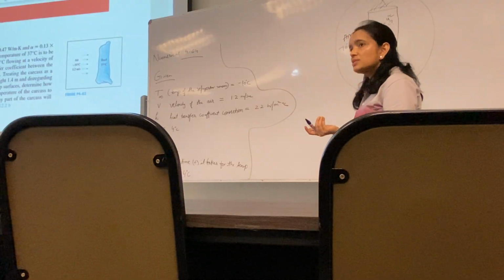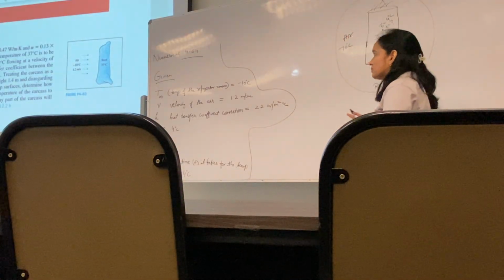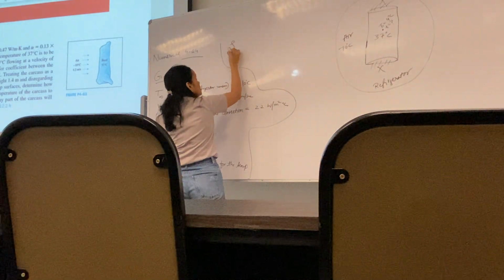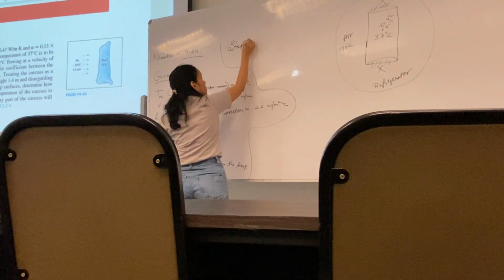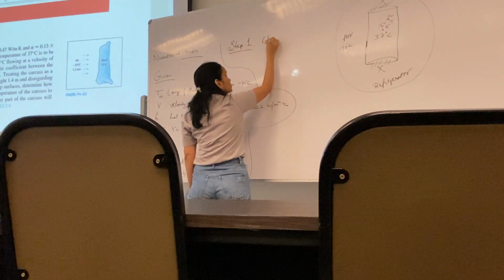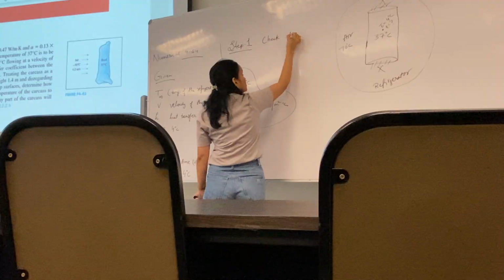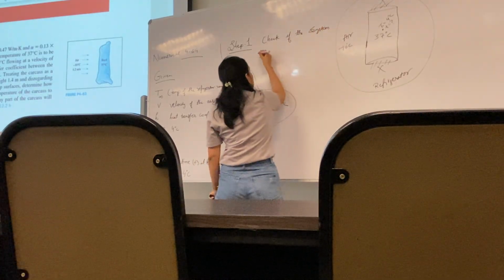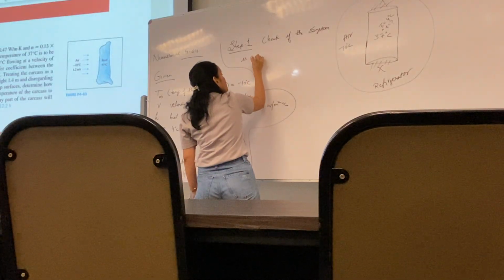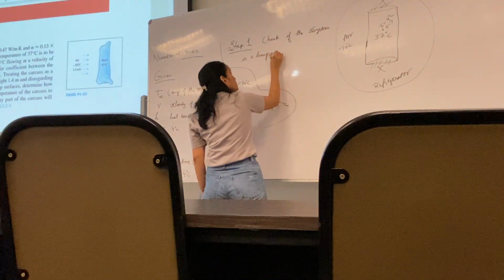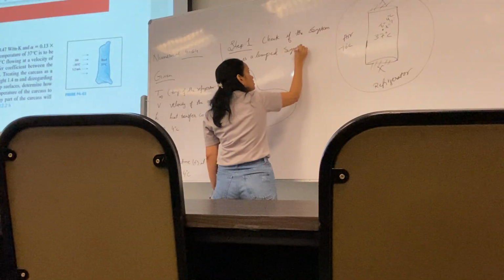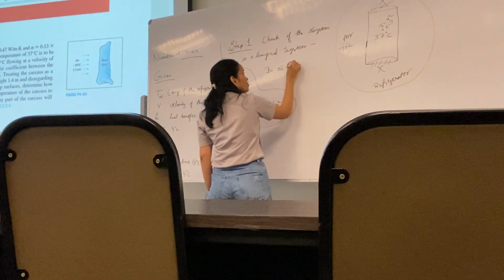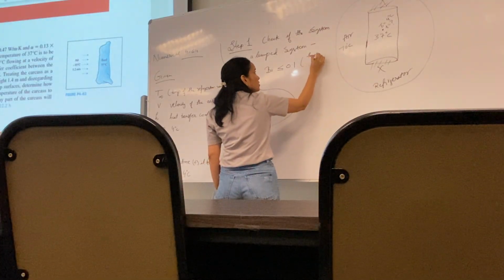So first thing we do is calculate the Biot number. We want to see if the system is a lumped system or not. The Biot number should be less than 0.1 for a lumped system.